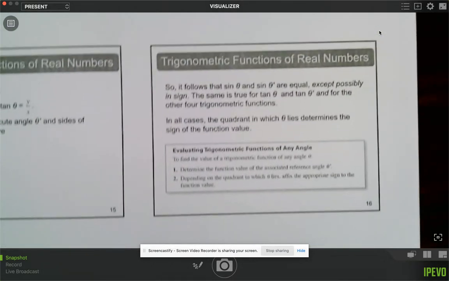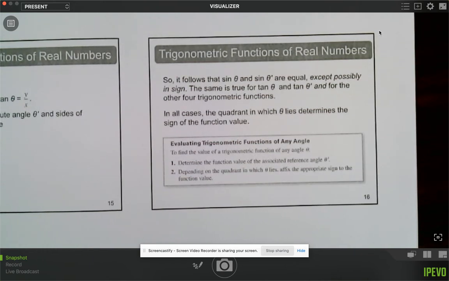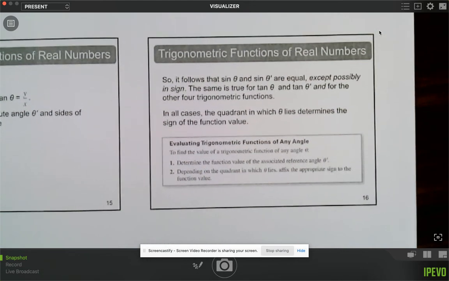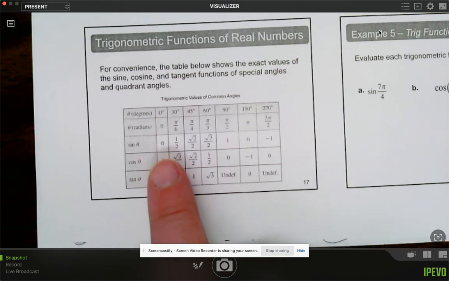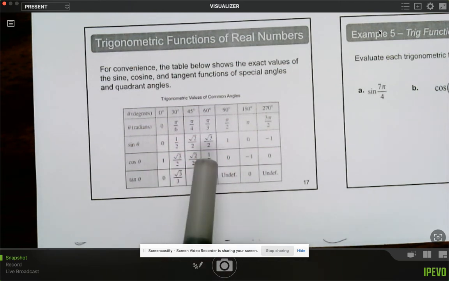Okay, we're going to look at slide 16. What it says is the sine of theta and the sine of your reference angle are going to be equal. The only difference might be the sign, as in positive and negative. The only thing that determines that is what quadrant the angle is in. In this box, it says to find the value of a trig function of any angle theta, determine the function value associated with the reference angle, and then depending on what quadrant it's in, affix the appropriate sign to the function value. Slide 17 gives you a breakdown of some of the angles in quadrant 1, so what your reference angle will be, and their sine, cosine, and tangent values.